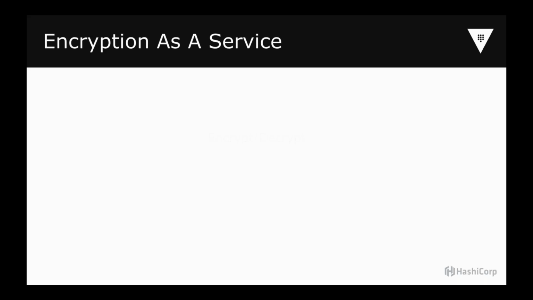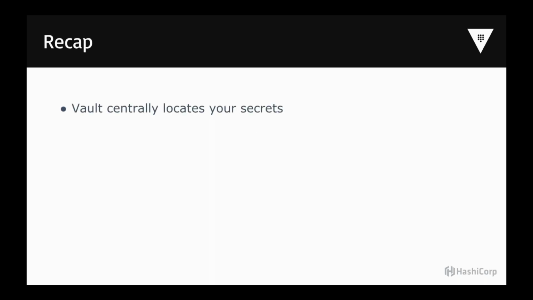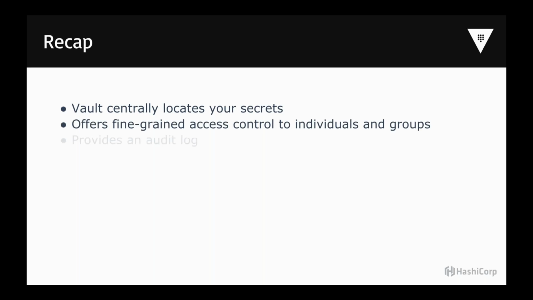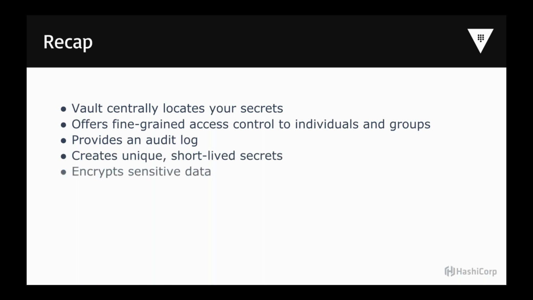So the interfaces that encryption as a service offers, or the API methods, are basically for encrypting and decrypting and for signing and verifying secrets. So to recap, Vault centrally locates your secrets. It offers fine-grained access control to individuals and groups, provides an audit log, creates unique short-lived secrets, and encrypts sensitive data.